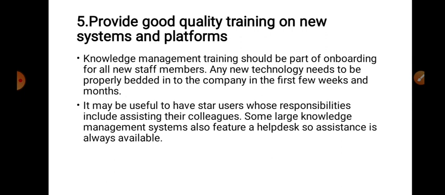Some large knowledge management systems also feature a help desk so that assistance is available. The availability of a help desk, or some experts assisting their colleagues, are ways to help. These are the ways to provide good quality training on new systems and platforms.